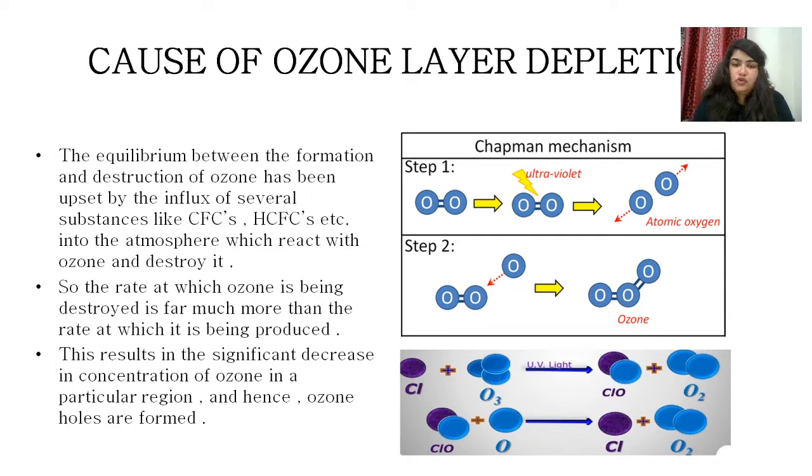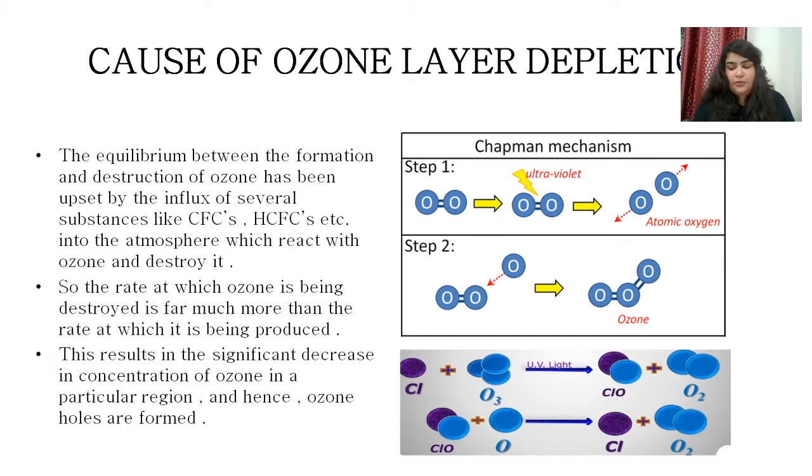So we have two oxygen molecules. Once the ultraviolet light passes through them, it breaks into free atoms. So it breaks up into atomic oxygen. First we have molecular oxygen, and it breaks up into atomic oxygen. Now we have another oxygen molecule. When an oxygen atom comes and combines with an oxygen molecule, it leads to the formation of ozone. So this is how ozone is formed in the atmosphere.